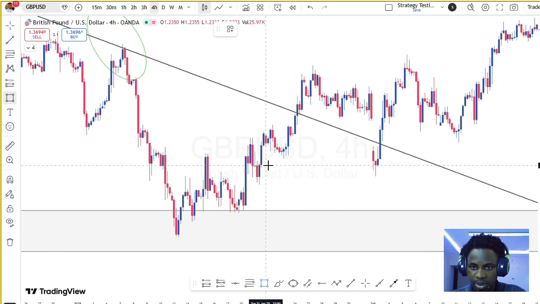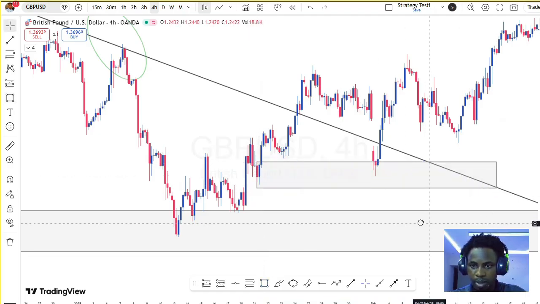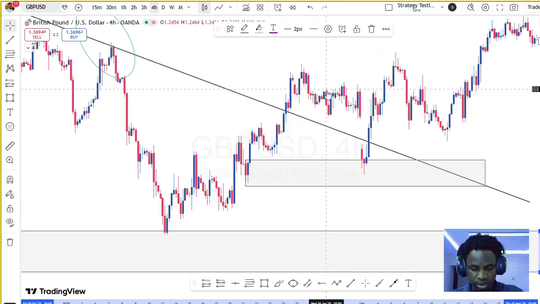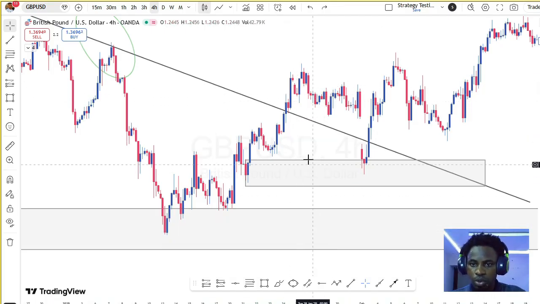You can see the fair value gap started from somewhere here all the way to this point, but this one filled it up, and we also had another block sitting right about here. All right, so we had this other block sitting right about there, which is where we're going to be interested in this trade.